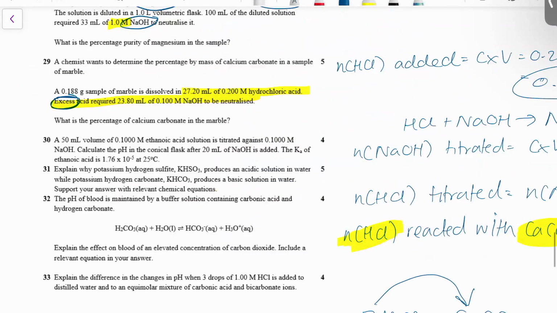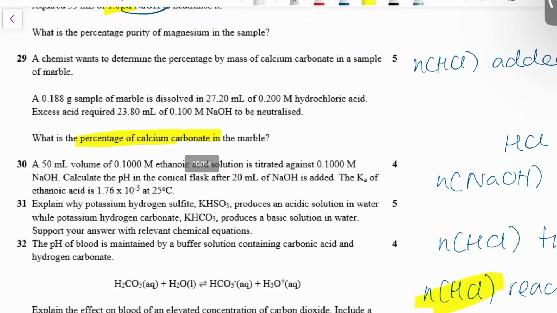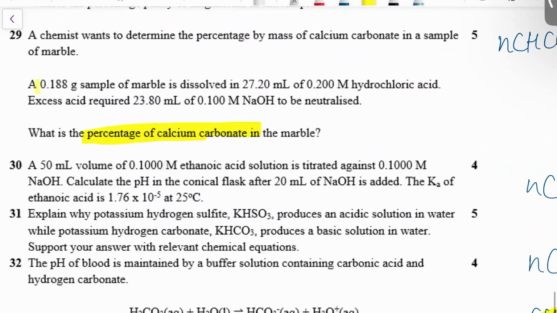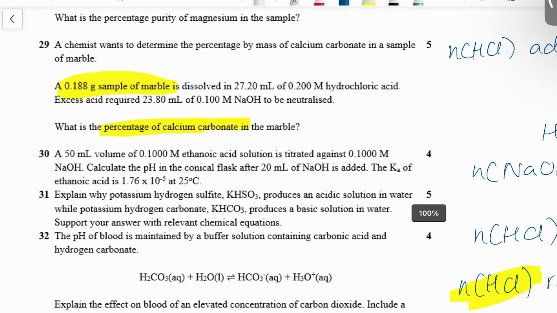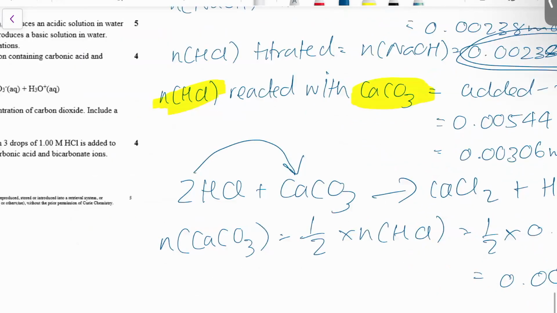Now that I've got the chemical that they're after, then I can do whatever they want about that chemical. Same thing again, they want percentage of calcium carbonate. When you do percentages, you do it in the same unit. Percentage of calcium carbonate in the marble, what they told you about the marble is that it's 0.188 grams. Percentages in the same unit. So if the marble is in grams, I need my calcium carbonate to be in grams as well.